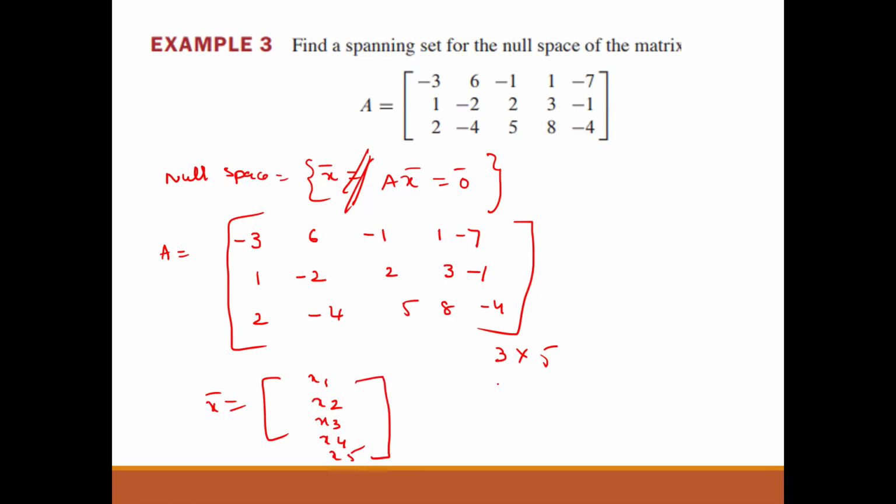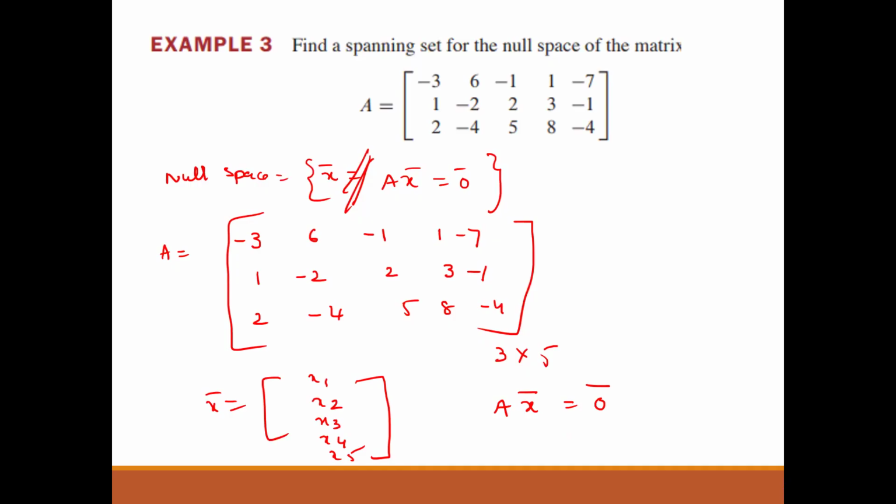So what is null space? If you want to find out null space, you have to find out x such that Ax is equal to 0 bar. So like that you have to find out the x value. For that we have to solve the homogeneous system of equations Ax is equal to 0 bar. So for that we will take the augmented matrix A0.